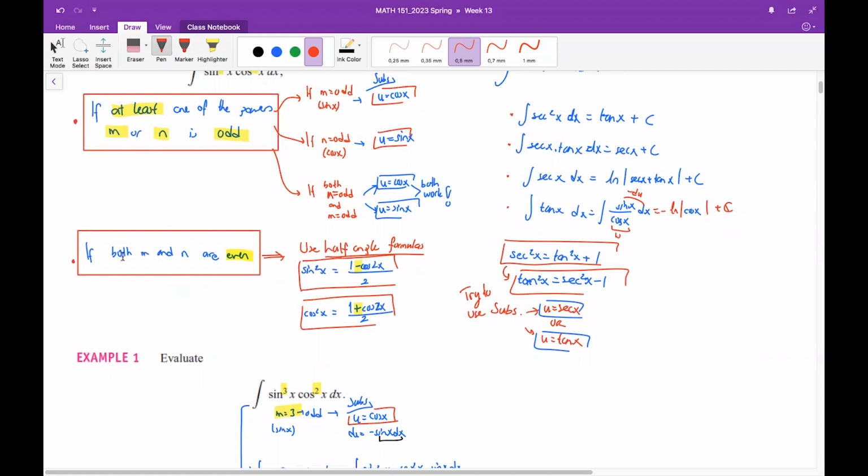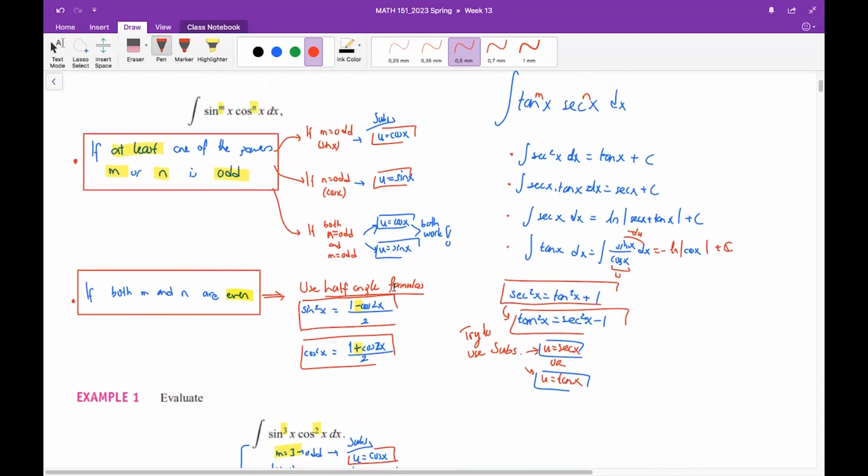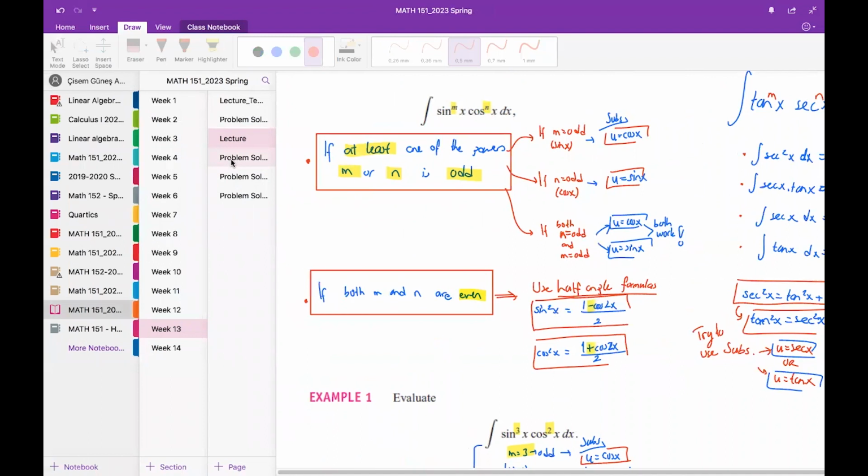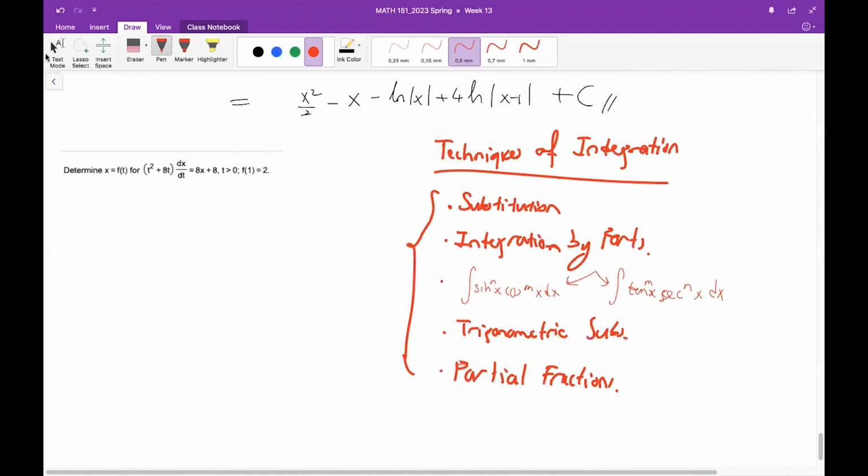And then what happens if both of the powers are even? This is the only remaining case after covering the case when at least one of the powers is odd. You do this kind of substitution. In the remaining case, if both powers are even, you will be using these half angle formulas, okay? So this is the first group and this is the summarizing diagram. Let me apply this to the questions.